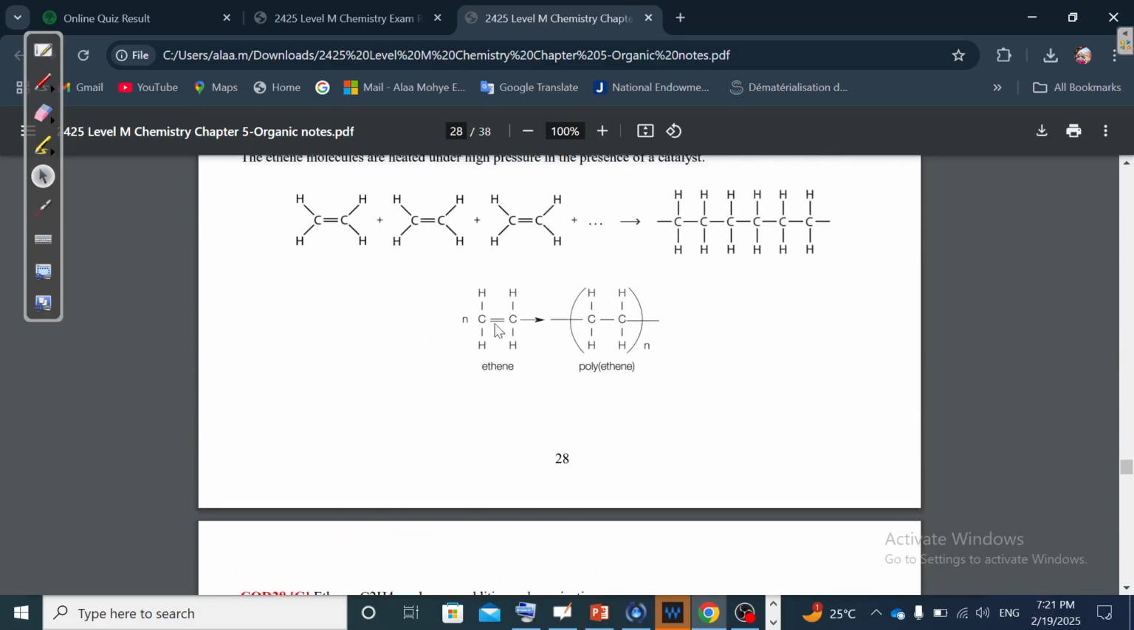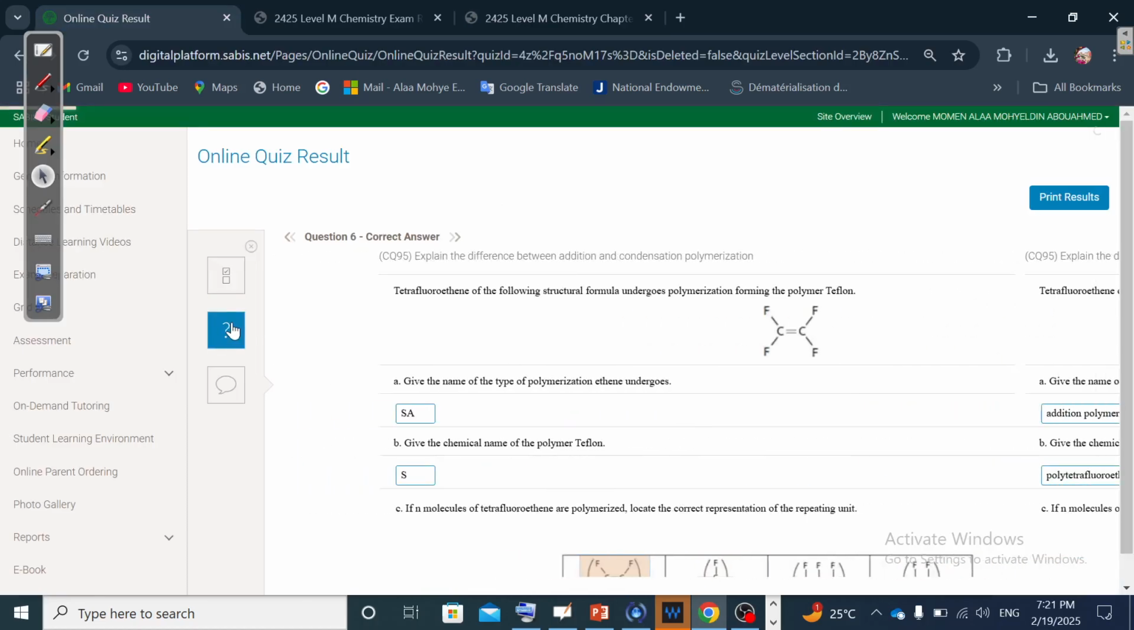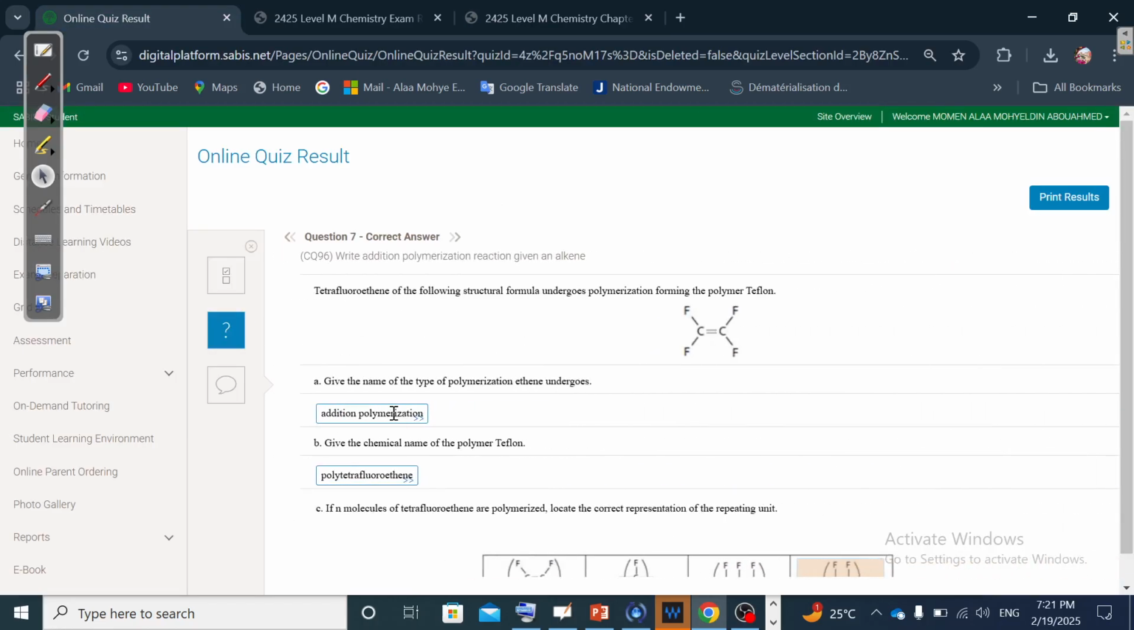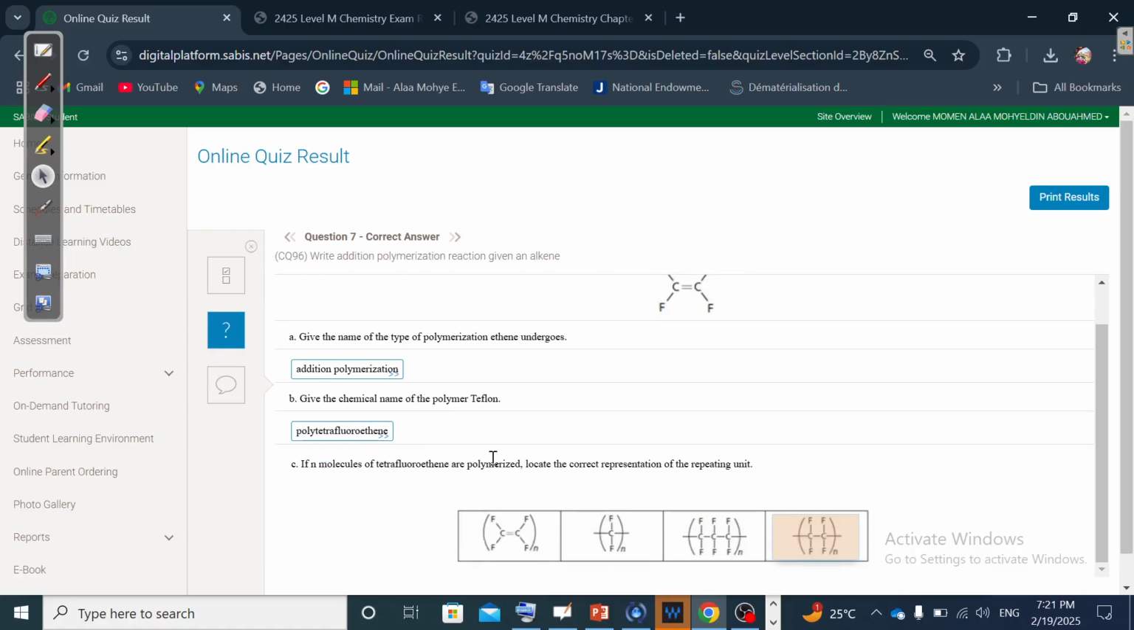Yes, here. So it's pretty similar to this. Okay. So this is called addition polymerization because we have a double bond. Remember, I just told you that addition polymerization is when double bonds break. Okay. Give the chemical name. All you have to do is just add poly before the name. So polytetrafluoroethene. It's a big name.